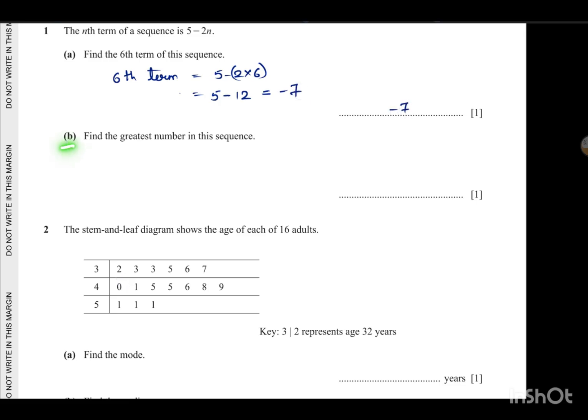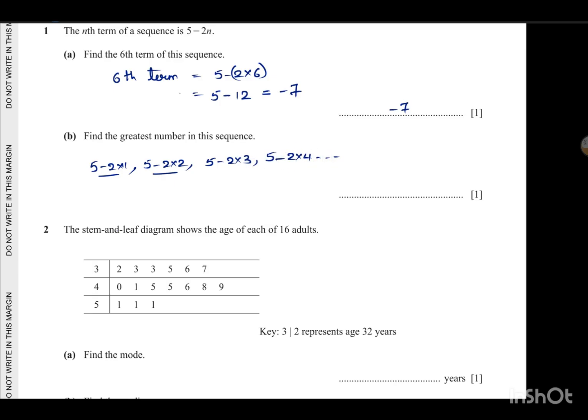Question B. Find the greatest number in this sequence. Before deciding on this, don't guess the answer. Before doing anything, write some of the terms, like 5 terms, down. So first term will be 5 minus 2 into 1, then 5 minus 2 into 2, that is the second term, then 5 minus 2 into 3, 5 minus 2 into 4, and so on.